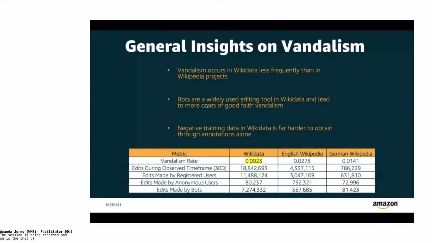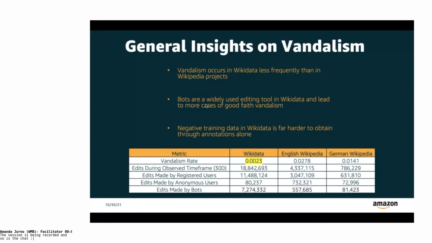Vandalism occurs in Wikidata far less frequently than in other Wikimedia projects. We attribute this to bots as a widely used editing tool in Wikidata versus Wikipedia. We also noticed that they lead to far more cases of good faith vandalism on Wikidata than on Wikipedia in general. Because of this, negative training data in Wikidata is far harder to obtain through annotations alone.